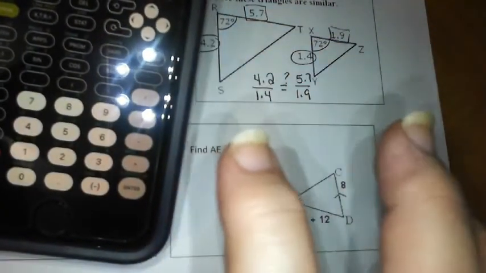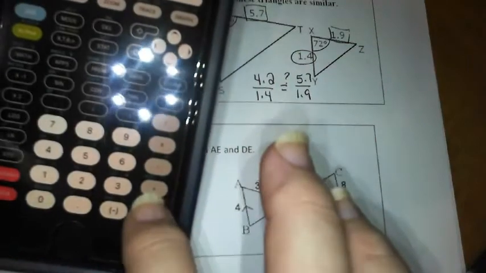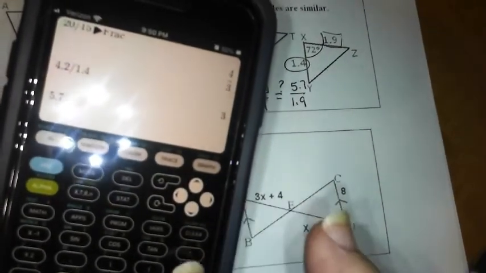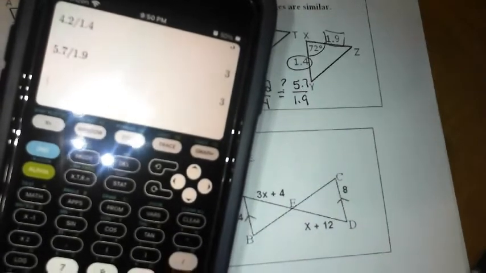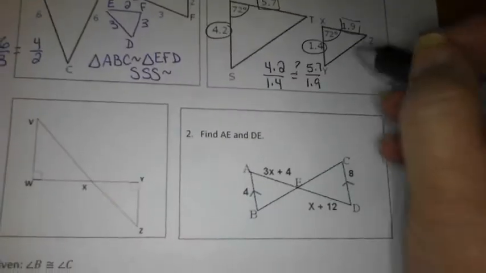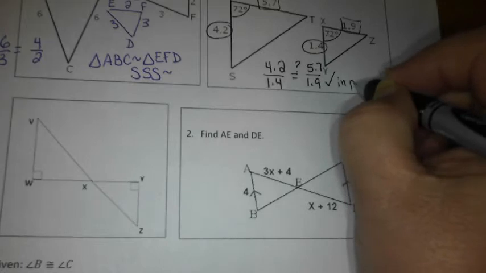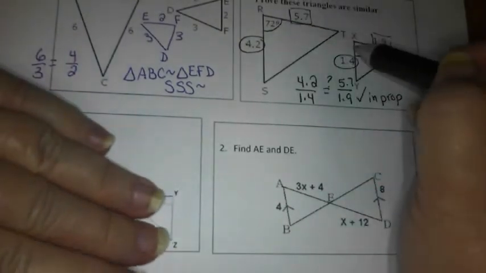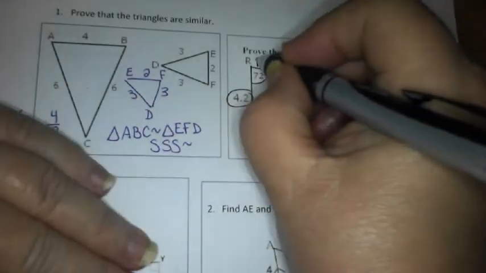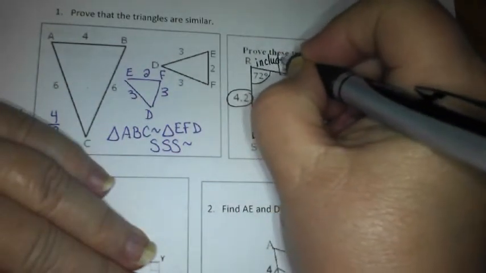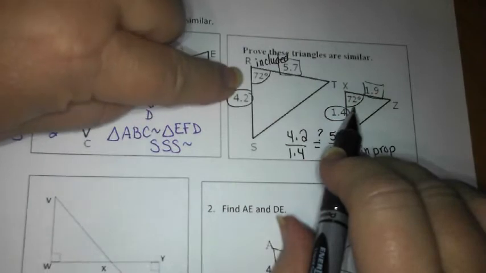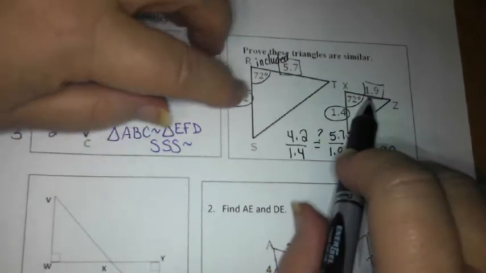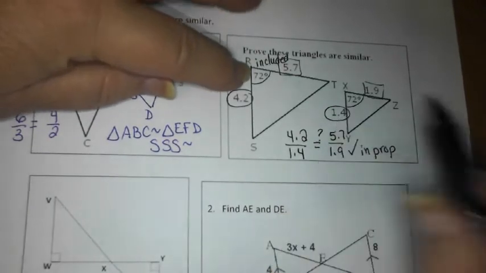4.2 divided by 1.4. Oop, you can't see that. That equals 3. 5.7 divided by 1.9 also equals 3. They are in proportion. And then notice that the angle in between, the included angle, that was our word for it, included, they're both 72. So we have 2 pairs of proportional sides and an included angle.